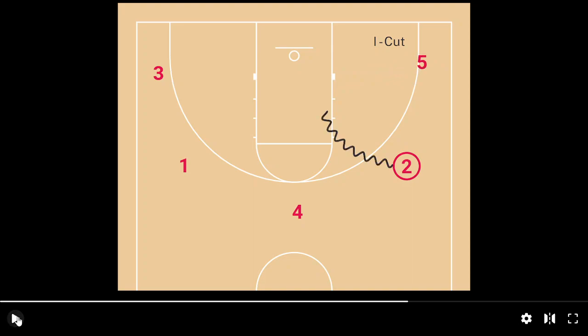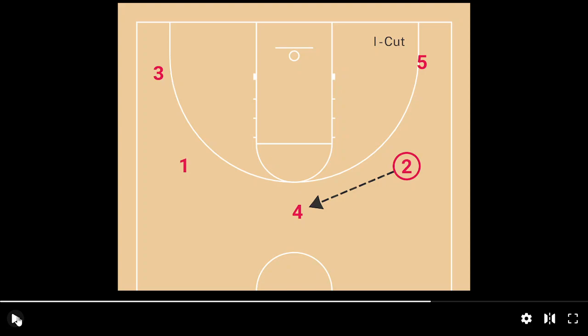Now, as soon as number 5 finishes his cut, and we are assuming number 2 couldn't give the ball to him, number 2 can try to drive inside and try to create a scoring opportunity. If he can do that, that's great. If he cannot, he will have another passing opportunity, number 4.